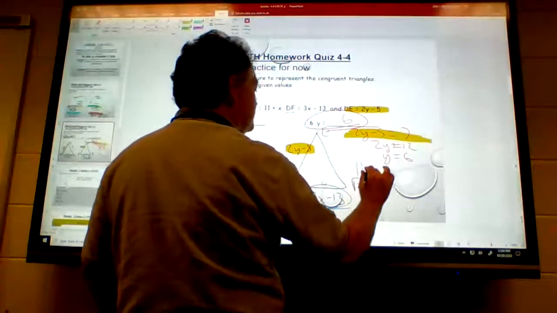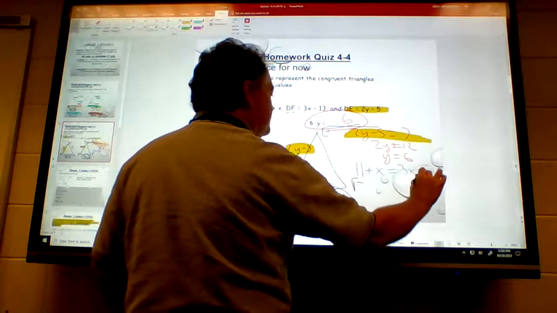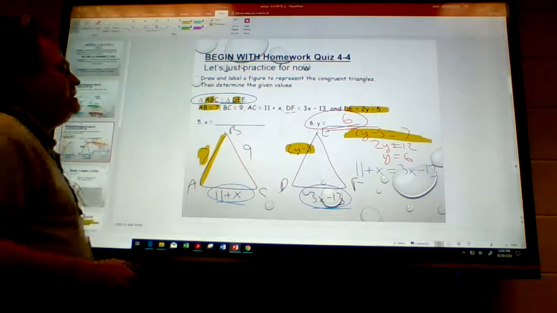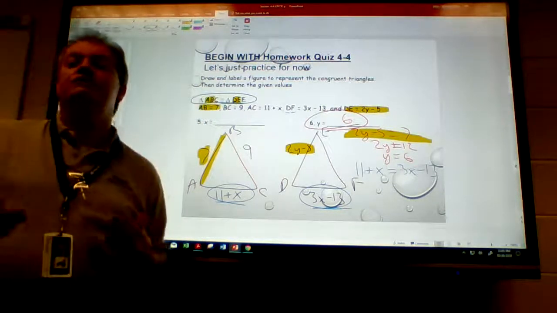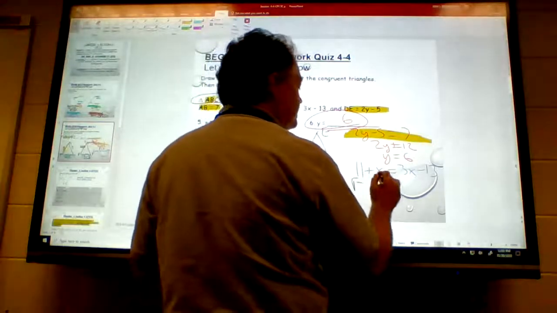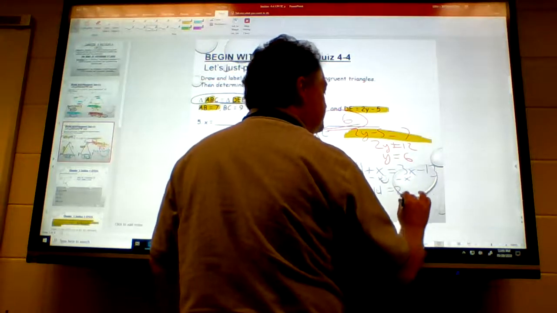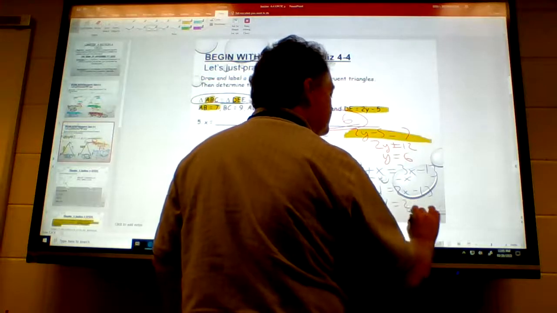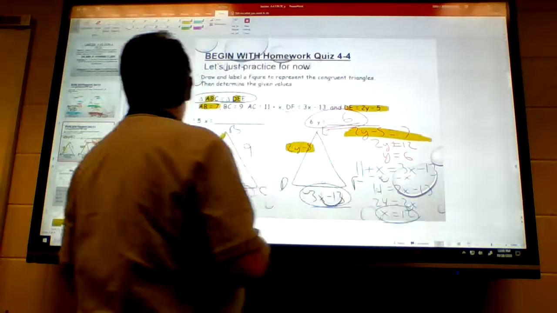So I got 11 plus X equals 3X minus 13. Remember, the diagrams help you, but what is important here is you have to see which matches right there in the congruent statement. That's what's most important. So I subtract X. So I got 11 equals 2X minus 13. And add 13, you get 24 equals 2X. So therefore, X equals 12. All right. Some basic algebra right there.